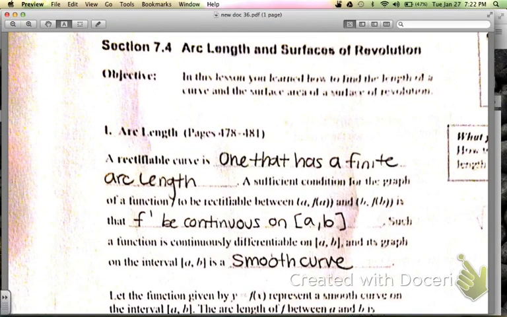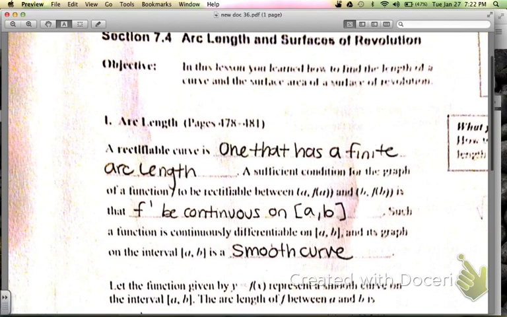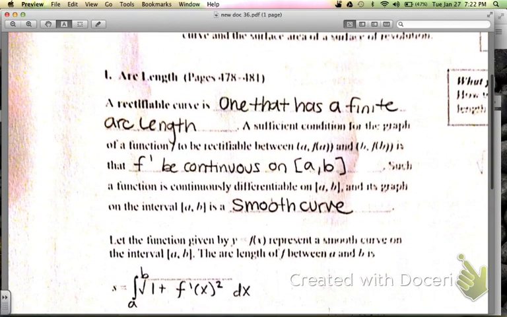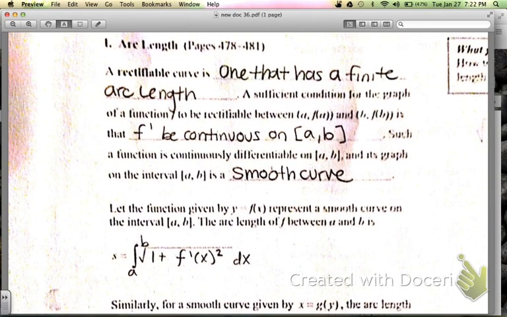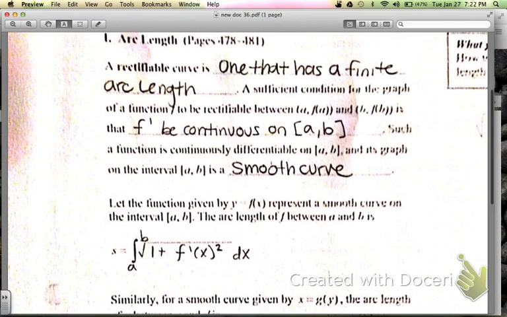Alright, so this is section 6.4, which is arc length and surfaces of revolution. We're going to look at arc length today, we'll look at surfaces of revolution tomorrow. I understand that this notes paper is a little bit blurry, but you can still read it if you squint your eyes. It's hard to read, but you can read it.